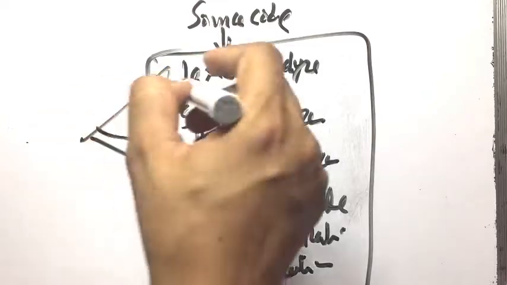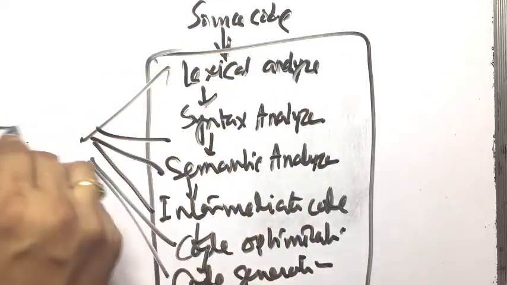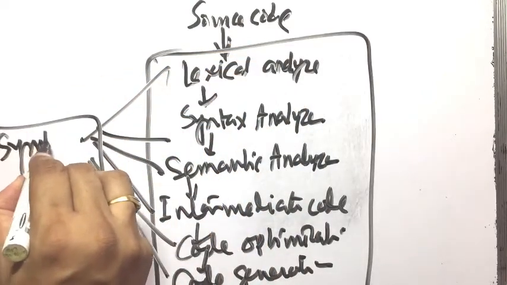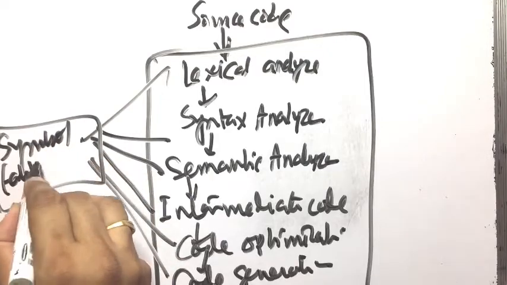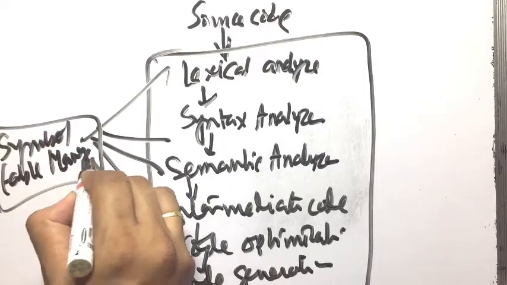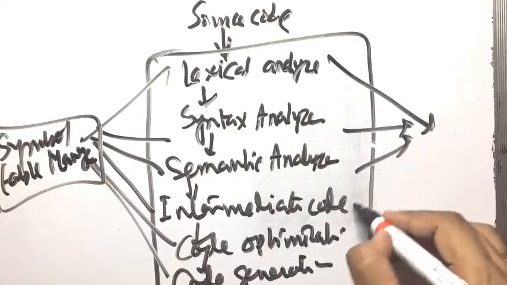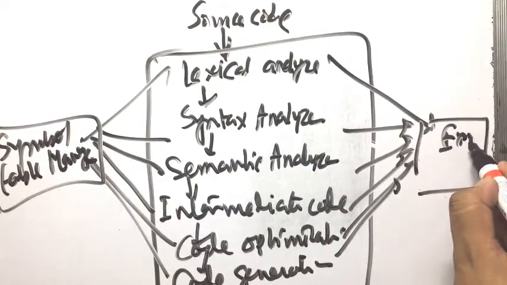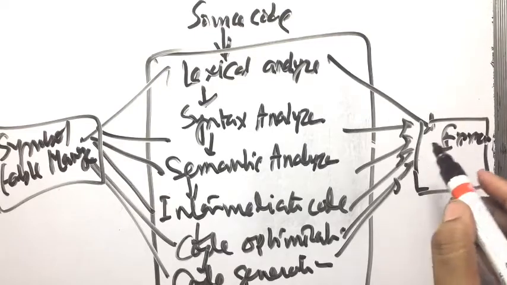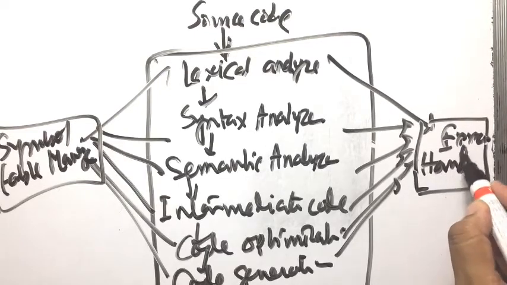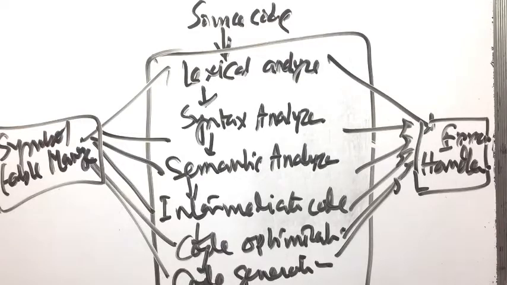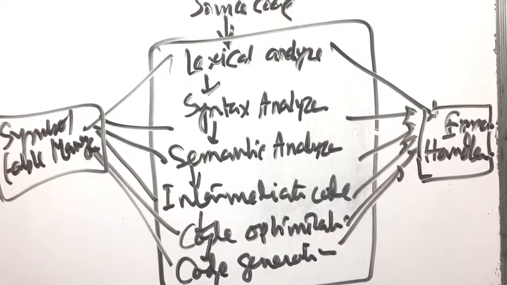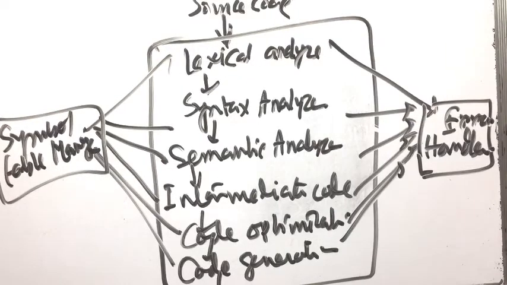All these phases are connected to the symbol table manager. And there are error reporting facilities also, the error handler. If there is an error during any phase, this handler will show the error. So this is the question paper of 2018 System Programming for Diploma CST.